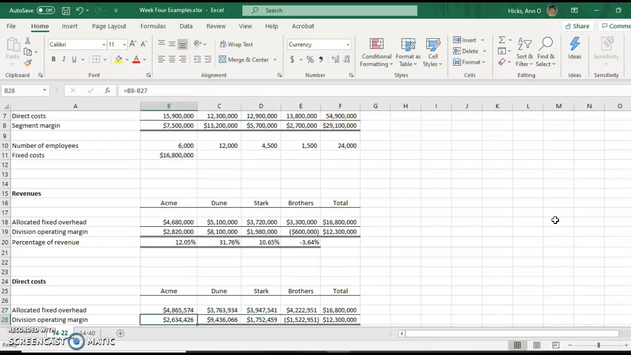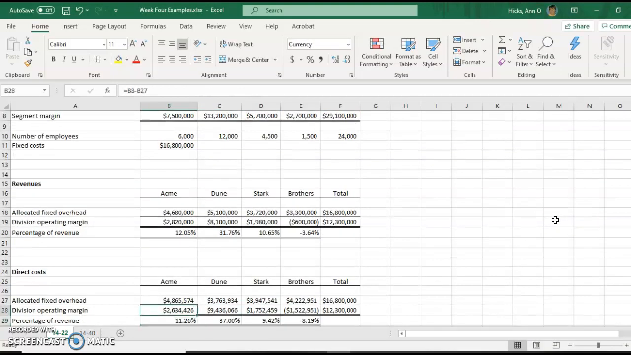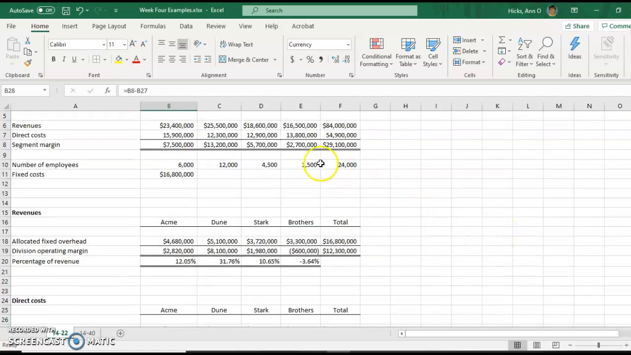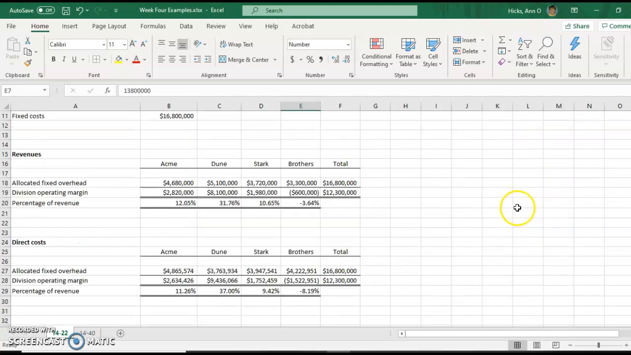And now notice what's happened to Brothers. Because of that large amount of fixed overhead or direct costs they have, they're getting hit with a significant amount of fixed overhead, thereby increasing the amount of loss that they are going to absorb.